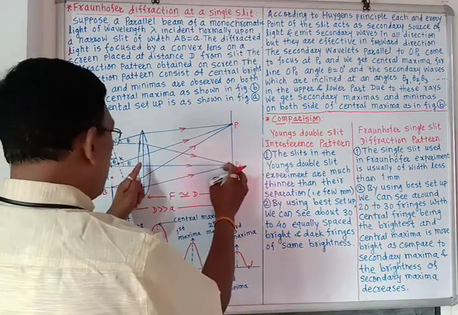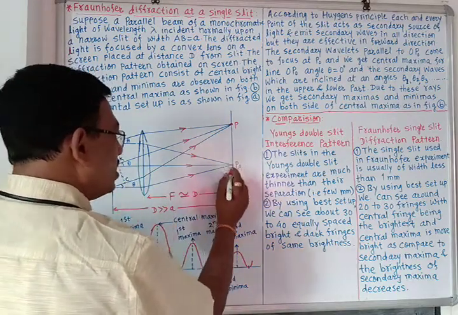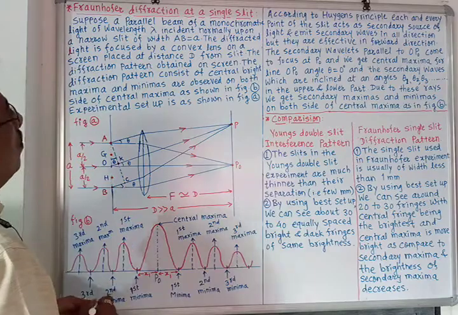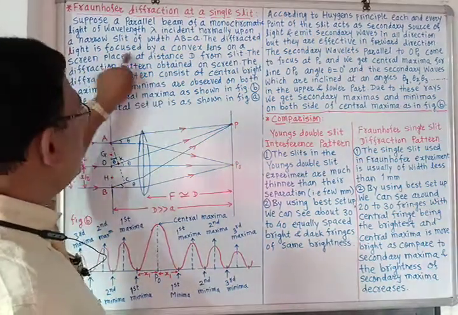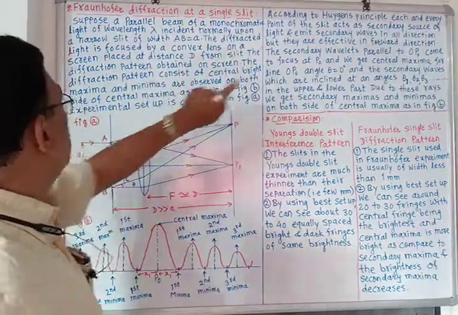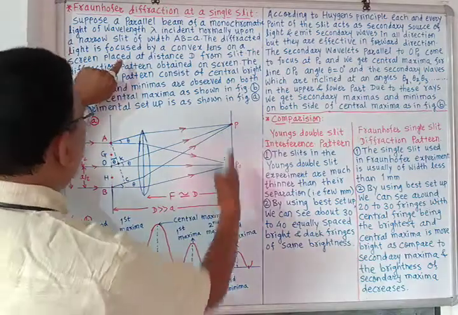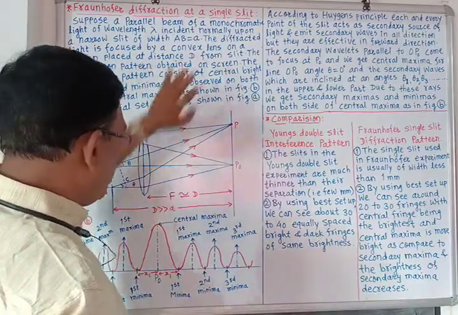This distance is the focal length. This point is F. The diffracted light is focused by a convex lens on a screen placed at a distance capital D.